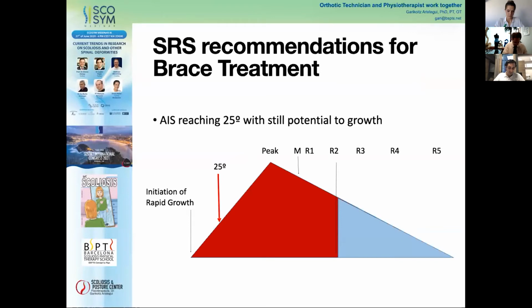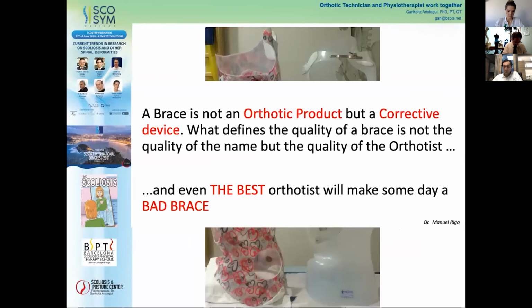Starting, for example, at the initial phase of rapid growth, we know that we have the peak, and we have time after Risser 2. We know that we are going to keep going for more time, maybe to Risser 3, and we need to assess other possibilities. Okay, here, for example, I would like to say one thing.